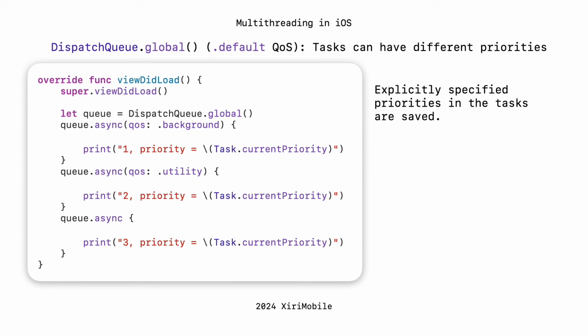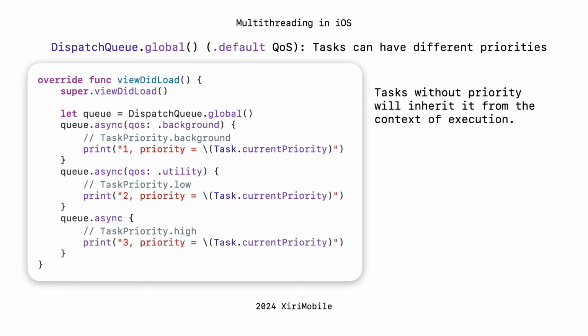I promised to tell you about the default class, since many developers think that it is one of the 4 queues with a specific priority. This is absolutely wrong. This is a queue in which tasks can have different priorities. Now, an example. We create a queue with the default class in the viewDidLoad function, which is launched on the main thread. And we add 3 tasks to this global queue. The first 2 tasks will be enqueued with priority background and low. Low priority corresponds to the utility class. We see the explicitly specified priorities in the tasks are saved.